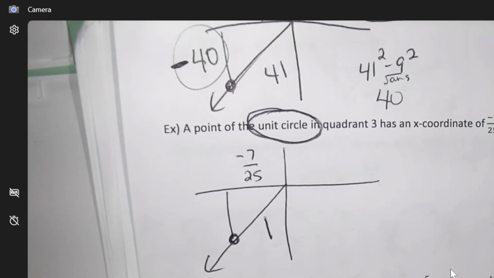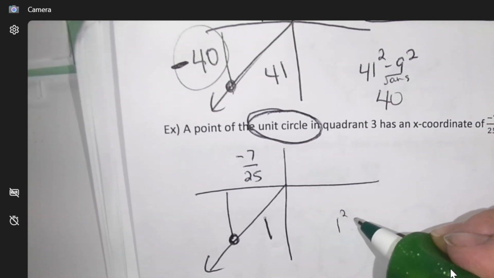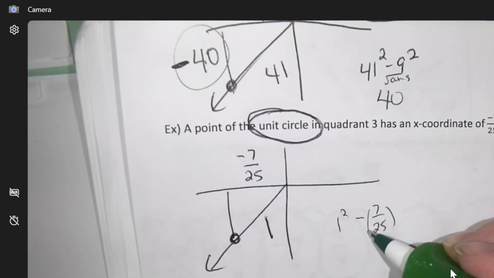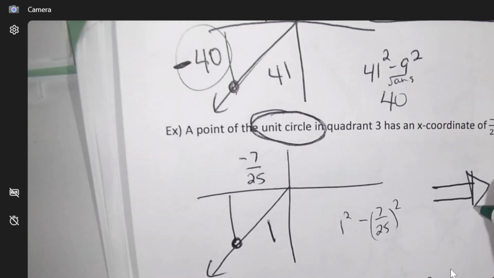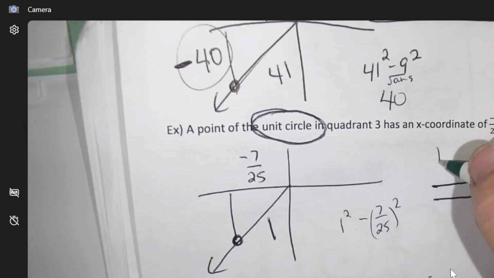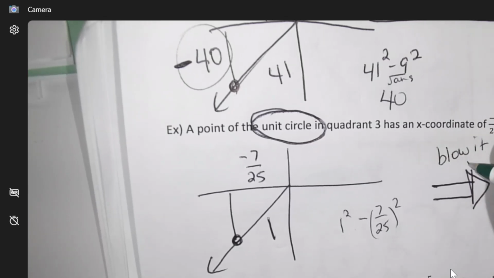Now here's my question for you. Do you guys like fractions or do you want to avoid them? Because I could do this 2 ways. We could go 1 squared minus 7 over 25 squared, work with fractions, or I could get you to avoid them if you wanted. Let's avoid them. Let's blow it up.